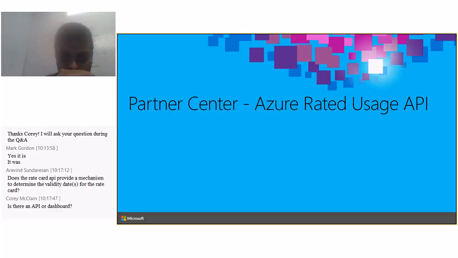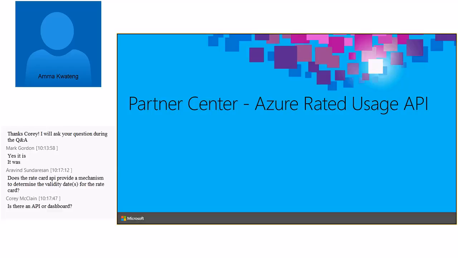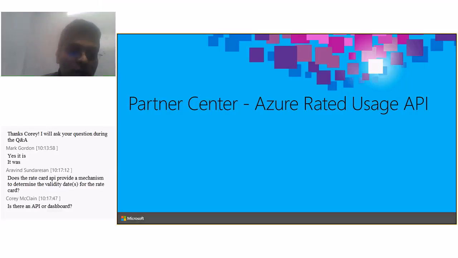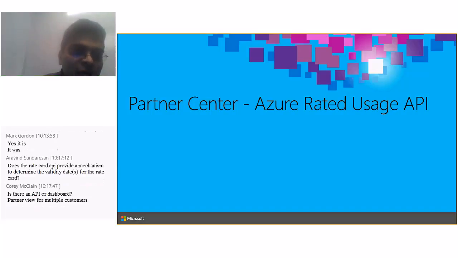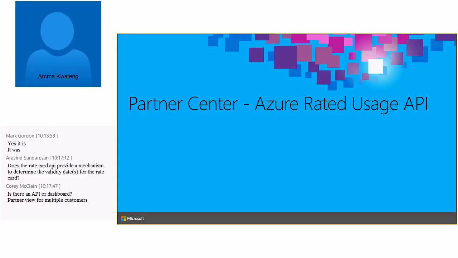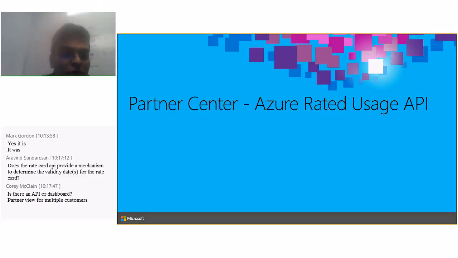He's asking, is there an API or dashboard? Currently there's no API, and the dashboard is account.windowsazure.com. The partner view for multiple customers is what he was referencing. Unfortunately, there is no partner view for multiple customers. Once the token is provided to the customer, they can see how much is remaining for the token, or if the partner has access to the customer's account, they can go to account.windowsazure.com and find out how much is remaining. Is it the usage? It's not the usage. It's basically how much is remaining on the token.